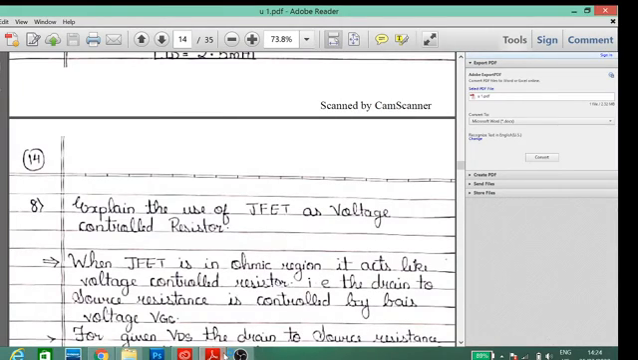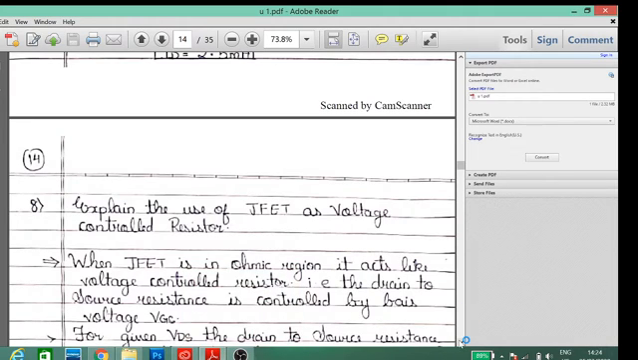Explain the use of JFET as a voltage control resistor. When the JFET is in the ohmic region, it acts like a voltage control resistor. That is, by changing the voltage, we can control the resistance between drain and source. The voltage has to be changed between gate and source.